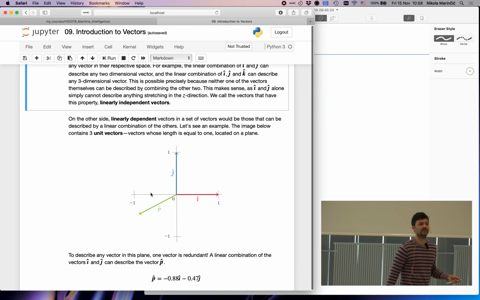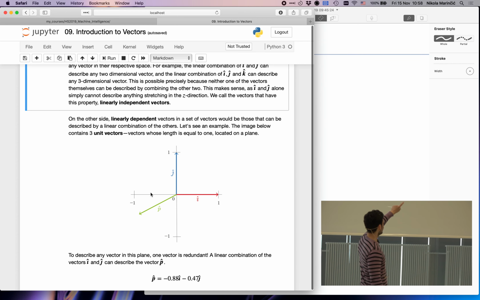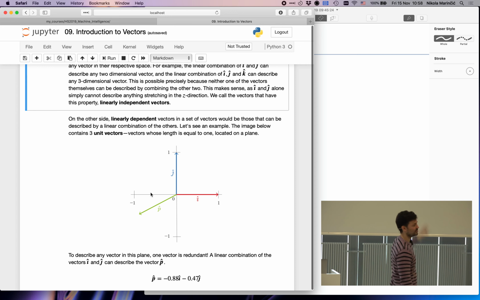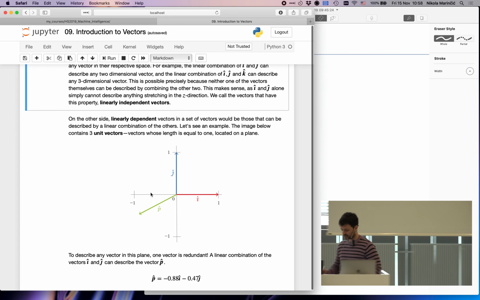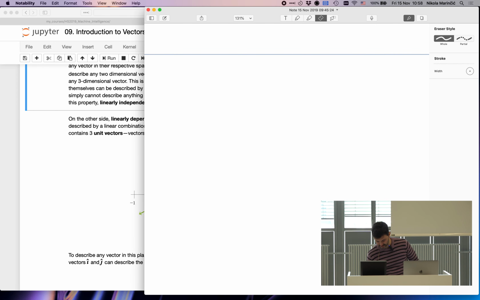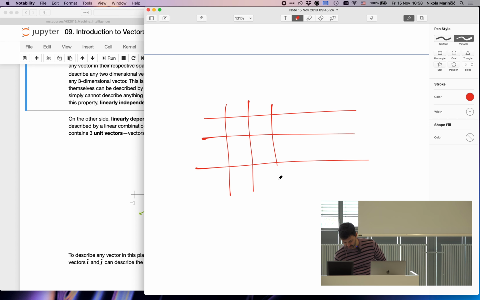For example, P is not necessary, because you can use I and J. You multiply I with some negative number and J with some negative number, and you create P. But then you might think that space is something which always looks like this. You might think that space is some kind of structure which can be recreated by using grids.